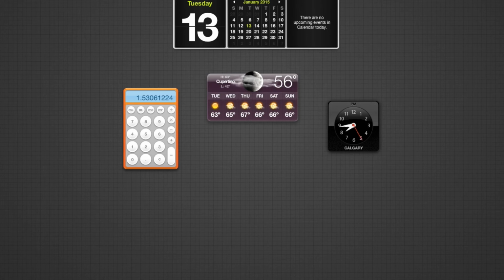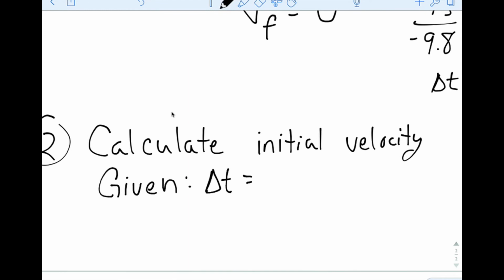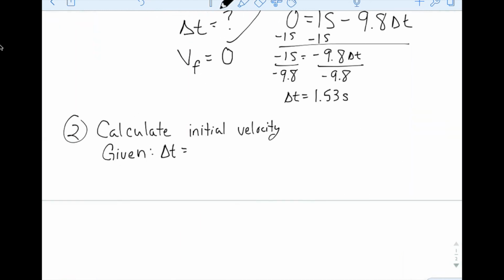Okay, so let's say now that what they gave me was that delta t, the time it took to get to its high. Oh my gosh, holy cow. I'm sorry, guys. All right, so I'll give you guys a second. My bad, I didn't realize I didn't flip back.